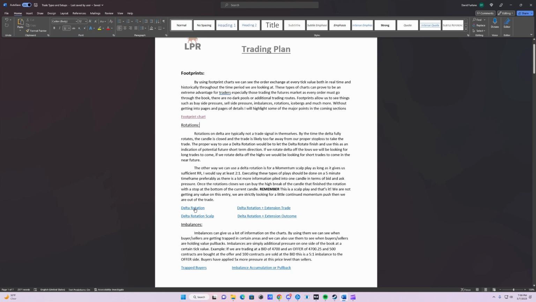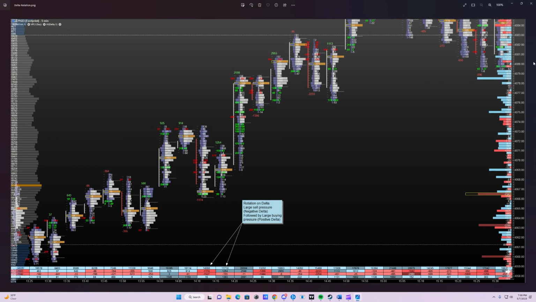Scroll down a little bit. I've got some more photos here. So delta rotation. Here we go. We've got a print here on the 5-minute chart, footprint. We can see the delta is negative 1174. In the next print right here, the delta goes positive 1254. That means the buyers completely rotated the delta on the sellers. The sellers had 1,174 contracts of pressure on the bid at the market going down, and the buyers turned around and applied 1,254 contracts of pressure on the offer. This is telling me that the buyers might be looking to take control down in this area.